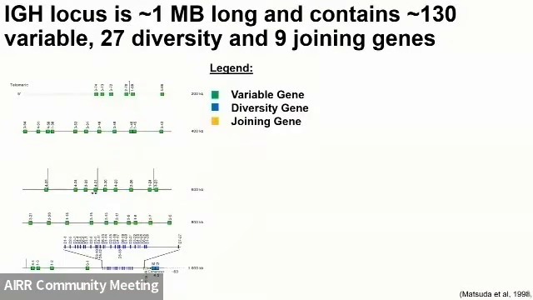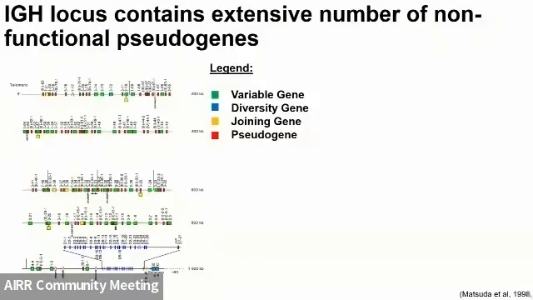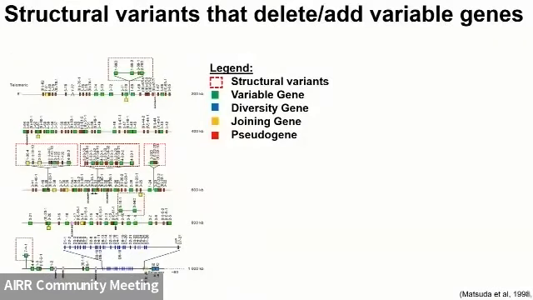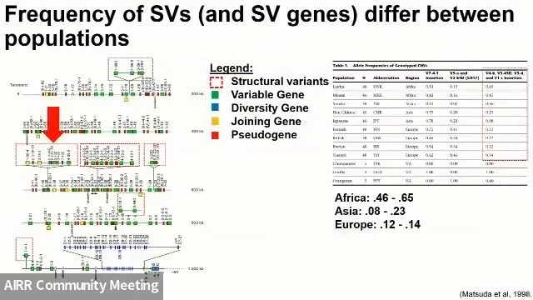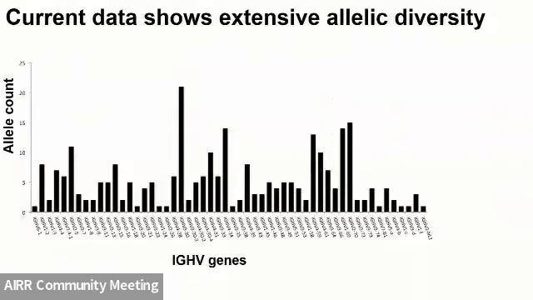The IgH locus is roughly 1 megabase long and contains 130 variable, 27 diversity, and 9 joining genes, an extensive amount of non-functional genes or pseudogenes, and large structural variants that delete or add variable genes into the locus, some of which are much more frequent in certain populations. For example, the highlighted structural variant, which introduces 4 genes to the locus, is found at a higher frequency within African populations. In addition to the genetic diversity introduced by structural variants, there's also an extensive amount of genetic variation within coding regions, as shown by the number of alleles per gene.